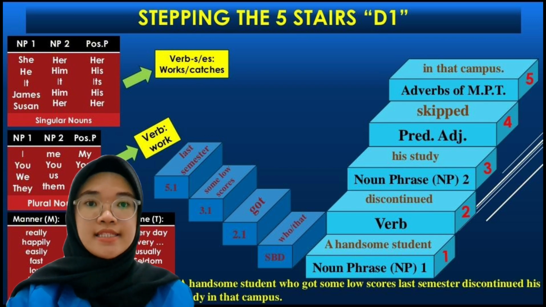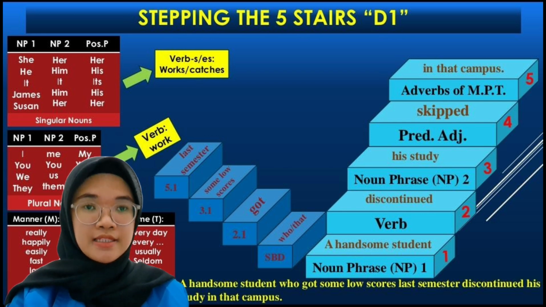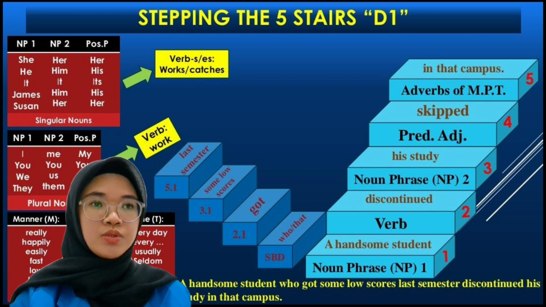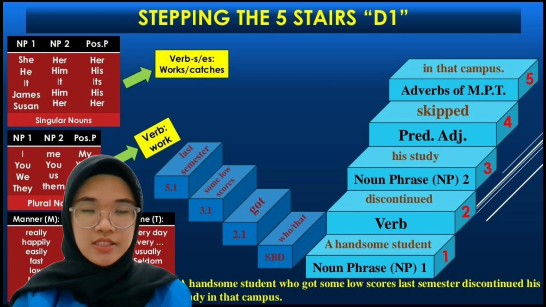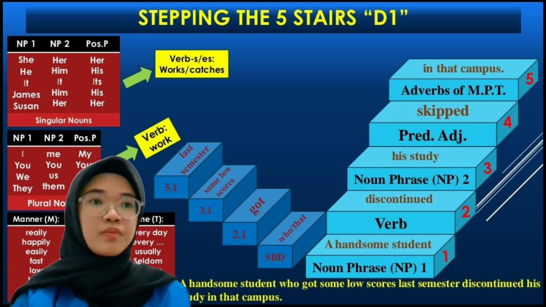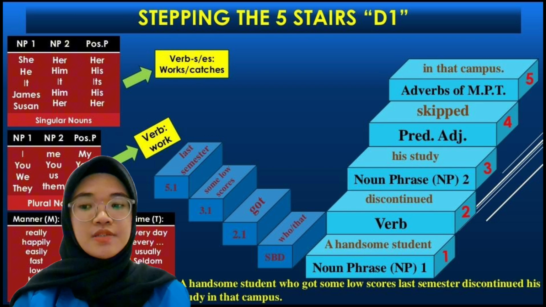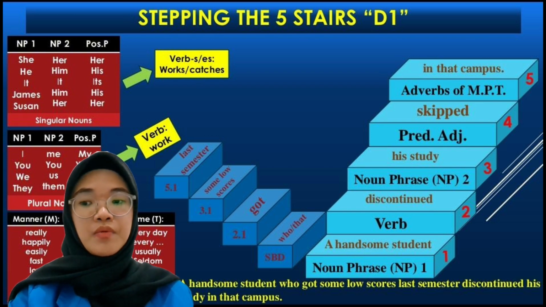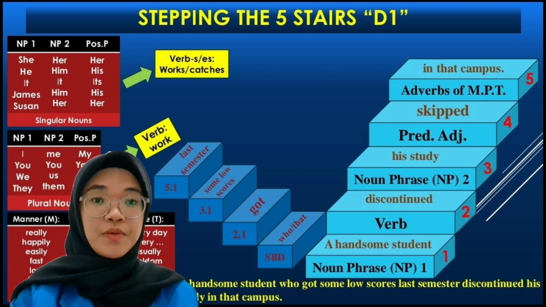And for the next, we can look at the dependent stairs, or we can see the small stairs next to the first stairs of the independent stairs. There is the word who, which is a subordinating conjunction. Why do we put who as the subordinating conjunction in the dependent stairs? Because who connects the dependent clause to NP1 and refers to a handsome student. That's why we put that.